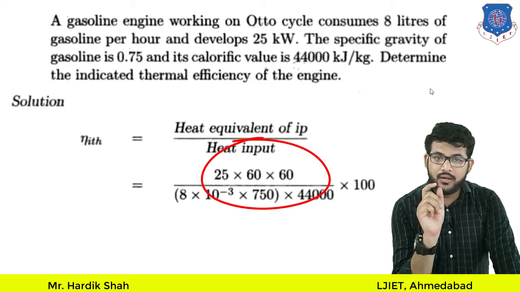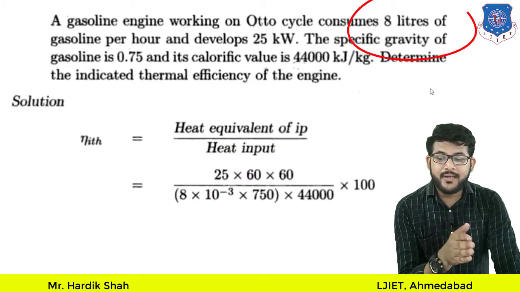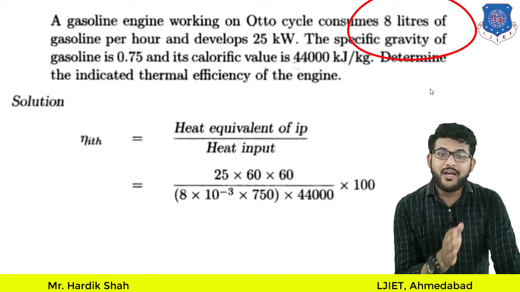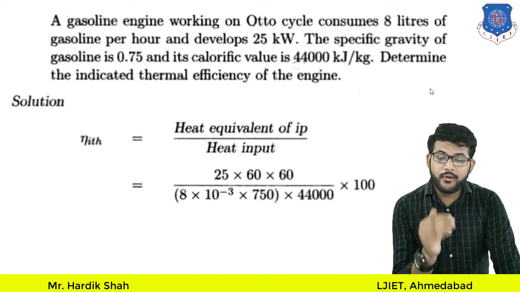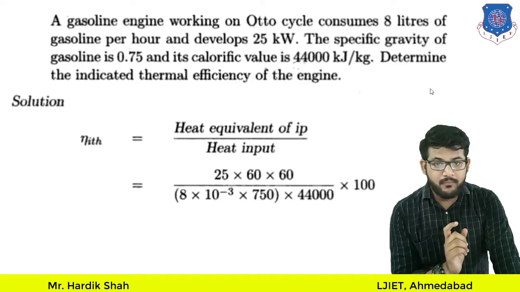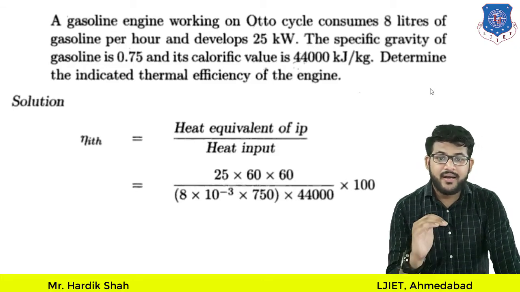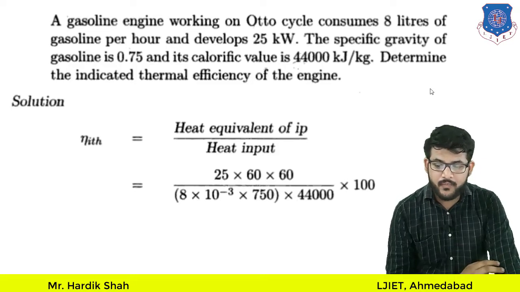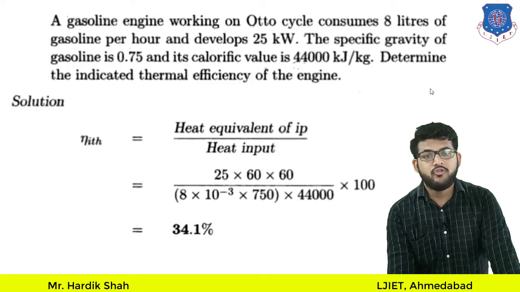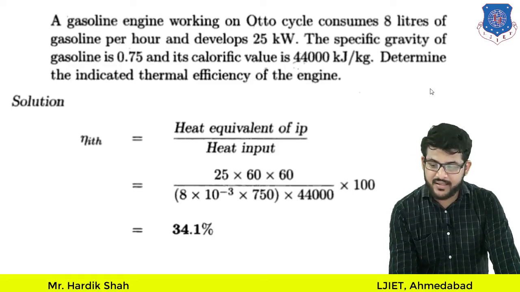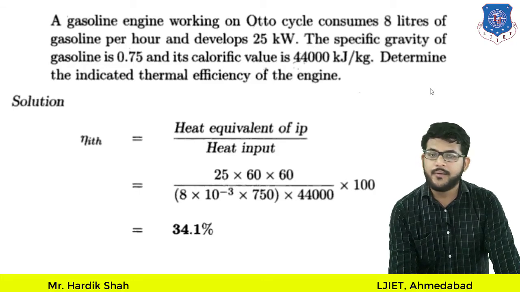The real meaning is that in the volume part, 8 liter per hour is given. We need to find it per second, because kilowatt means kilojoule per second. So we need to convert that hour into seconds, so we divide the volume by 3600, and it comes up in the formulation. When you calculate this formula you will get 34.1%, that is our eta ITH, the indicated thermal efficiency of the engine.